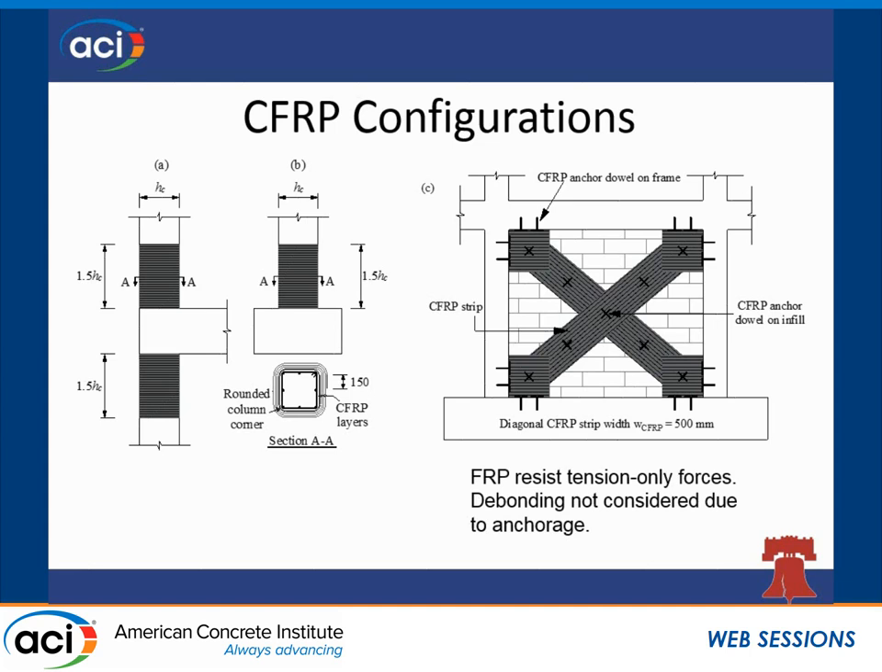Now, we have not considered debonding in the analysis. So there is a rupture strain that we're working to. To ensure that there's no debonding, we've installed, well, fictitiously, a series of anchors. And we're assuming that there's enough anchors in there to reach a fracture of the FRP. And we've also anchored the FRP into the frame, so there won't be any separation there. But again, this is not modelled. So we're assuming that there is a perfect connection between the FRP and the frame. So the FRP is resisting tension-only forces.